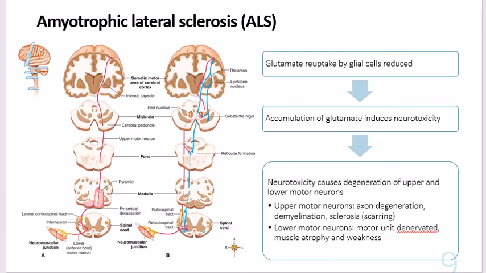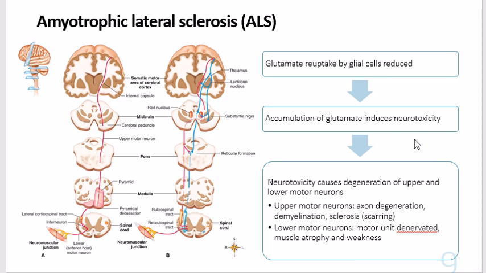Now we'll talk for a few minutes about the cause and mechanism of destruction involved in the disease ALS. The specific cause has to do with glutamate, which you should make note of as being an excitatory neurotransmitter in the brain. In normal healthy individuals, glutamate reuptake occurs by glial cells, but in those with ALS, this function is reduced, and it leads to the accumulation of glutamate, which, when accumulating, has an excitotoxin effect, leading to neurotoxicity.